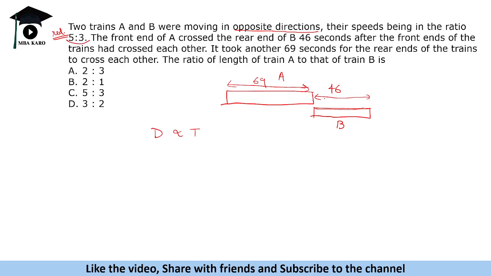Now it is taking 46 seconds to cover B. So let's say, we need to find the ratio of length of A to length of B. So length of A to length of B will be equal to the time taken to cover its distance and time taken to cover this distance. So this will come as 3:2. So that is the answer to this question.